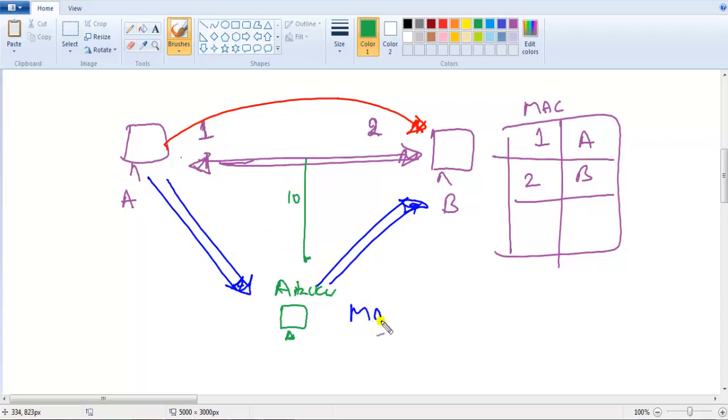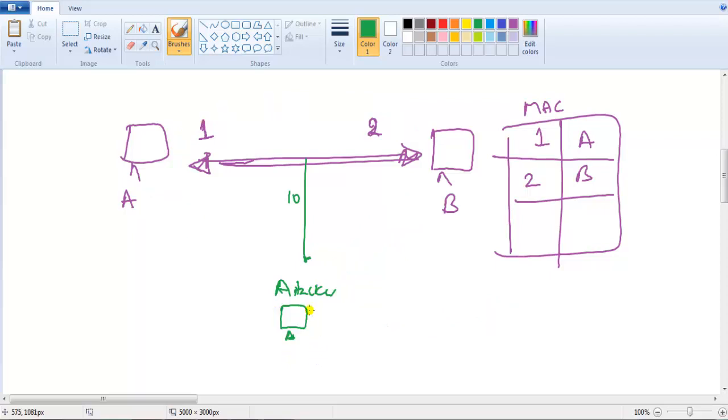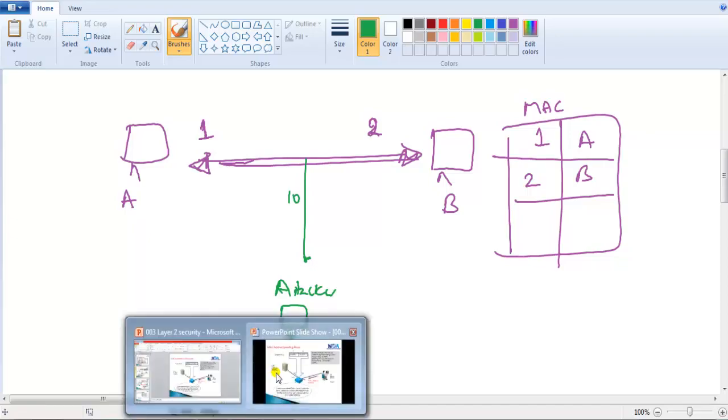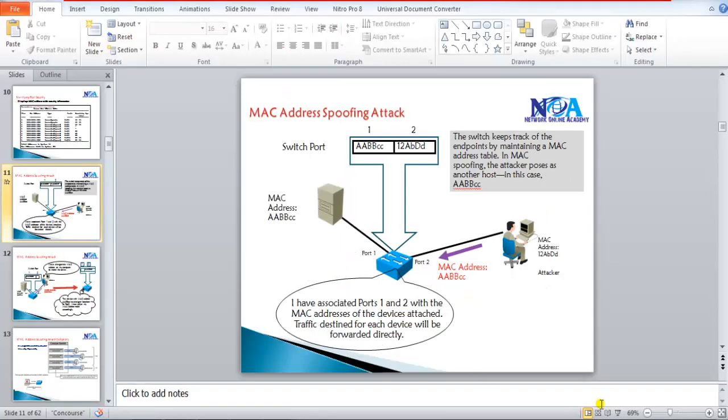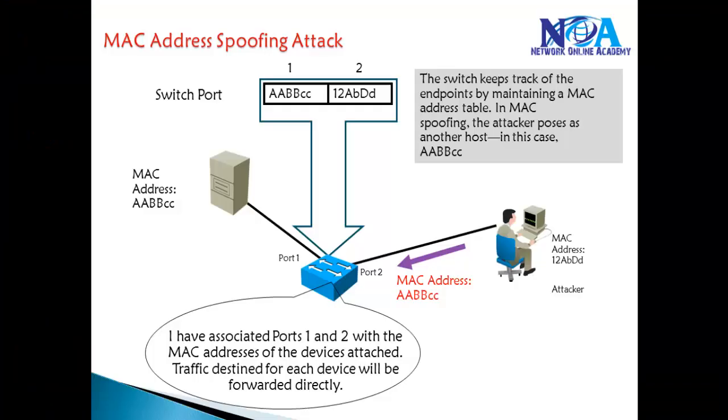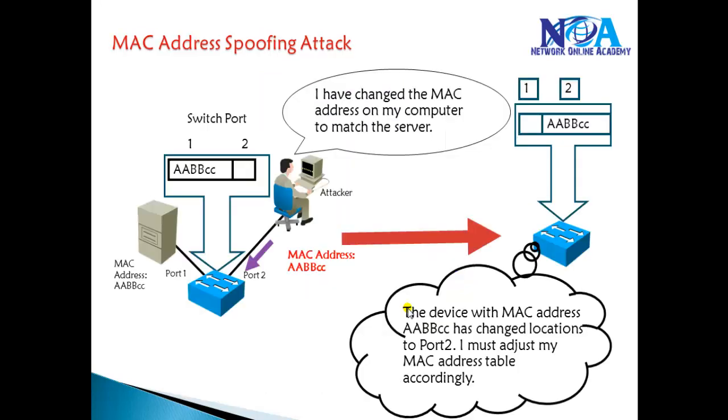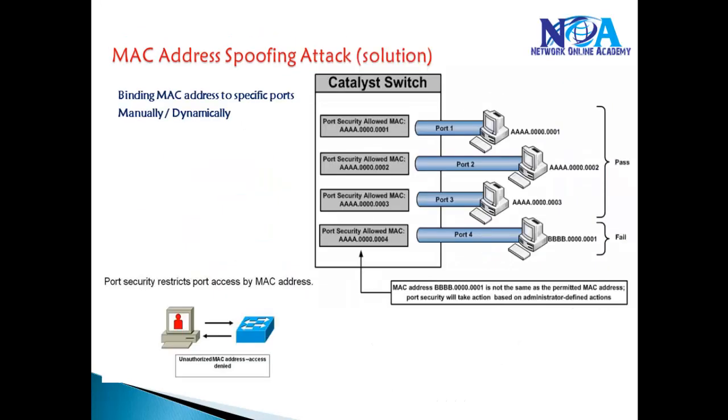We call this a man in the middle attack, where the attacker can see all the information and extract all the communication between these two devices. We call this a MAC spoofing attack or MAC address spoofing attack, where an attacker provides wrong MAC address information and pretends to be someone in the network. He can do this by using some packet capturing tools to find the valid MAC addresses and then pretend to be someone.